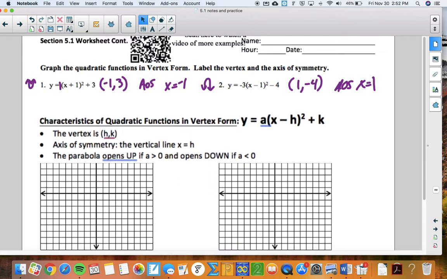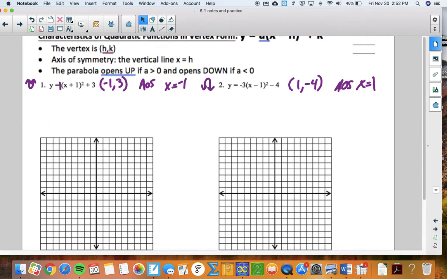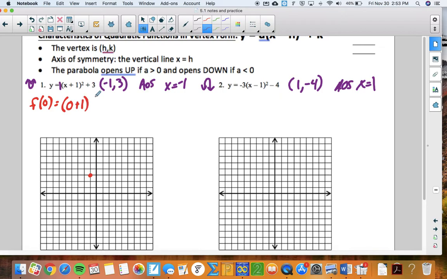From here, we will plot our vertex for number 1. It's at -1, +3. And so then let's move 1 to the right. So that's the x value is 0 there. So let's substitute in 0 for x. Nice small number to work with. So 0 plus 1 is 1. 1 squared is still 1. Add 3, you get 4.